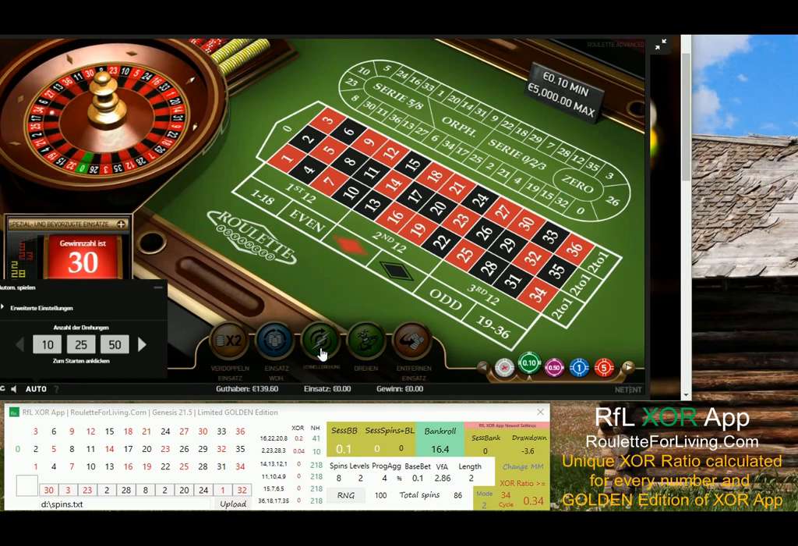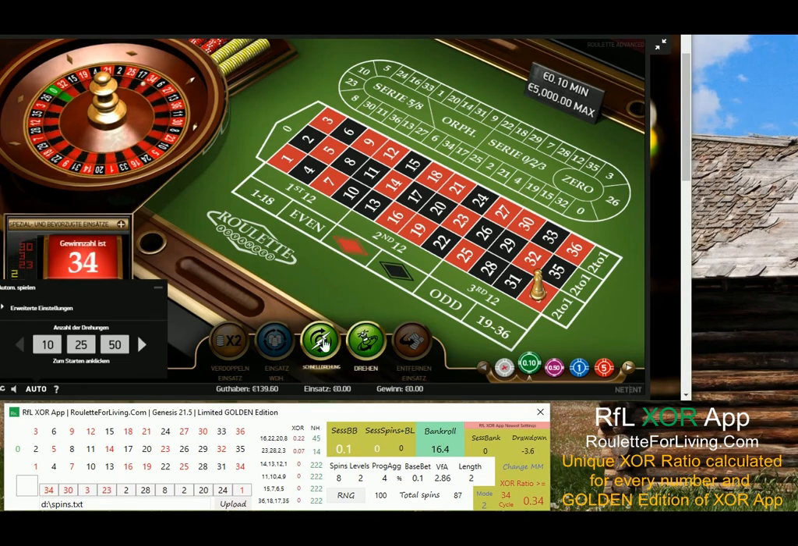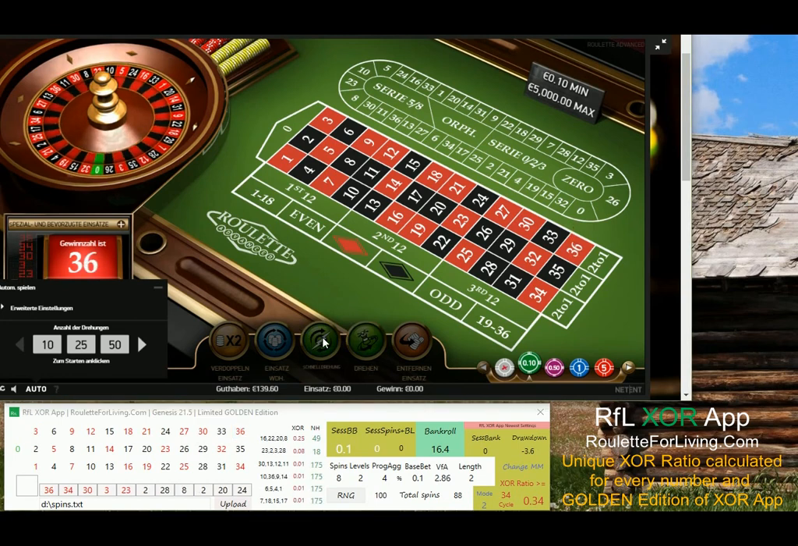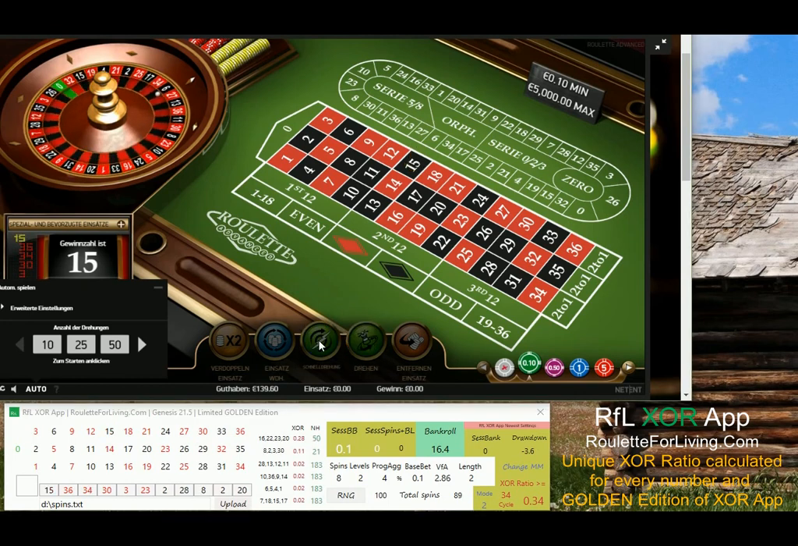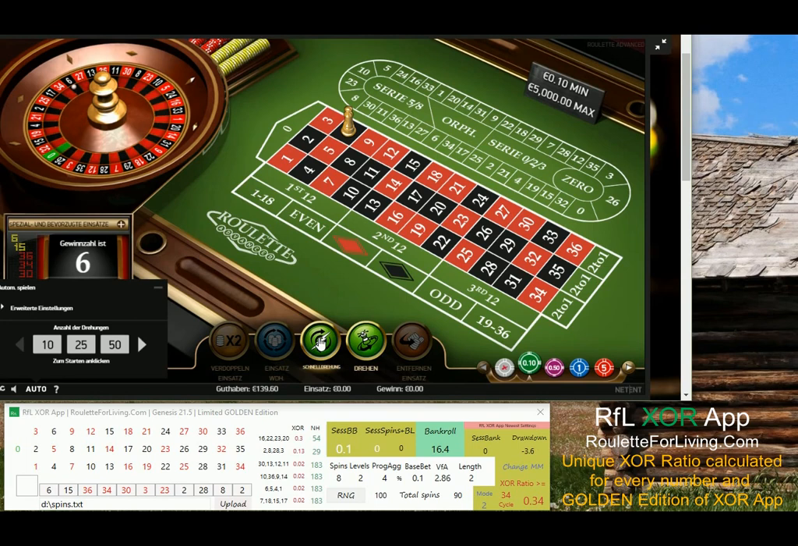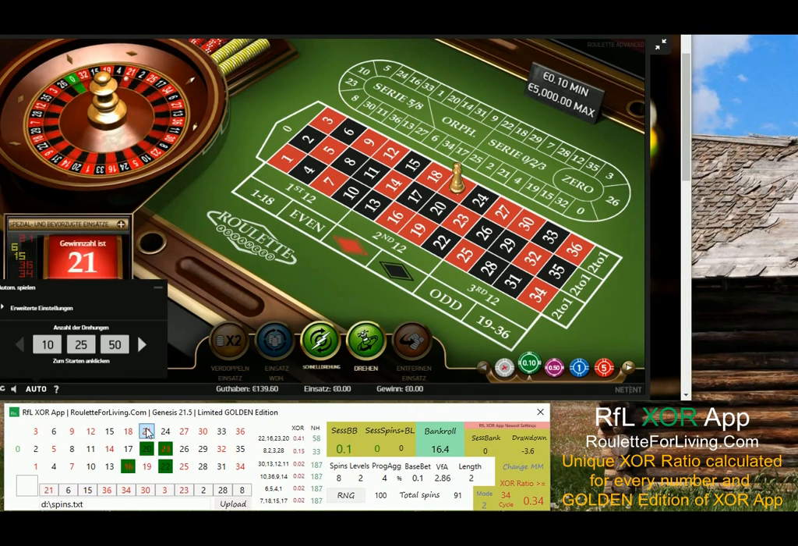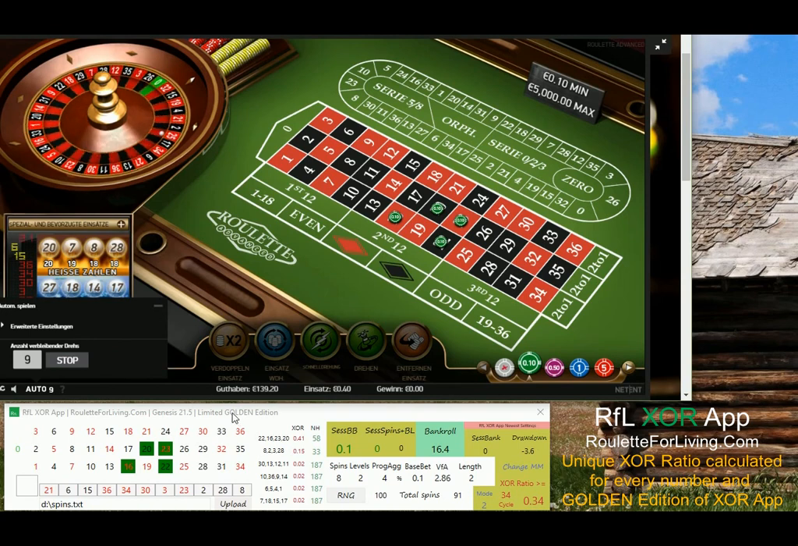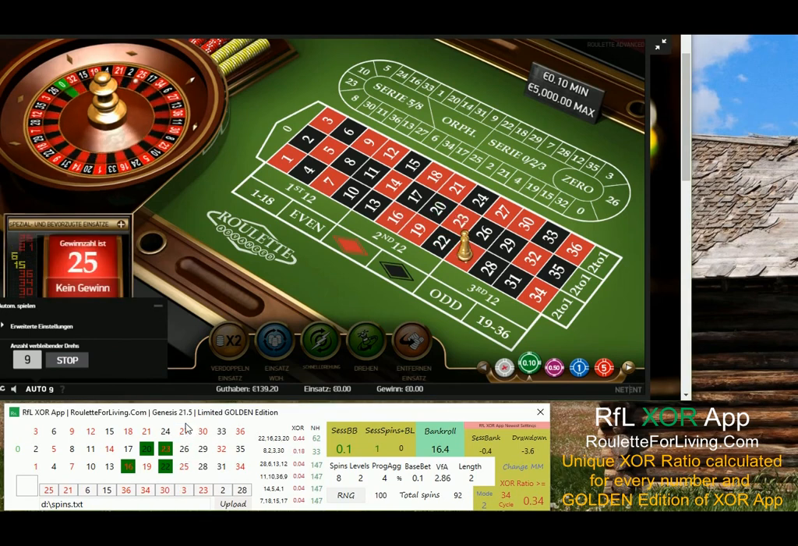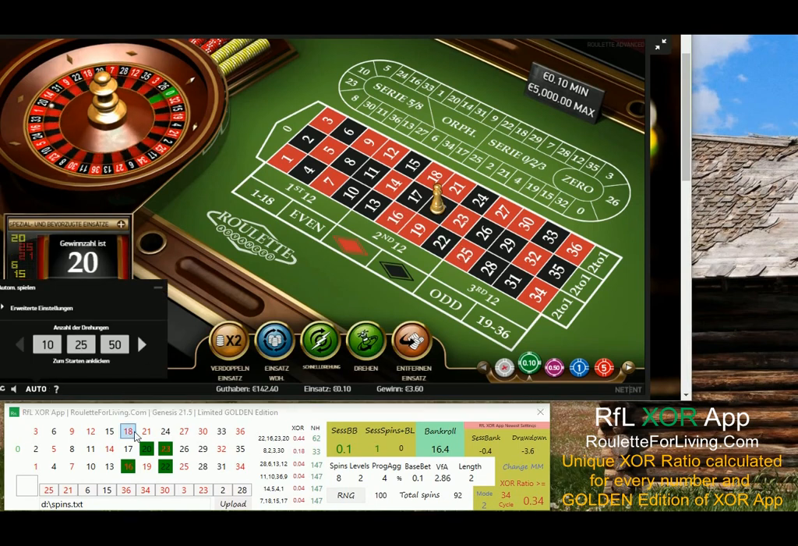As I said, I'm currently sharing a lot of sessions with the RfL XOR app, and the RfL XOR app is available. But this is a special limited golden edition which I currently do not offer to anyone. I'm playing with it by myself, and I'm also going to use it for my high roll sessions to see how it performs. I'm calculating the XOR ratio for particular numbers and putting together those with the highest ratio, so it's quite cool and looks pretty promising.